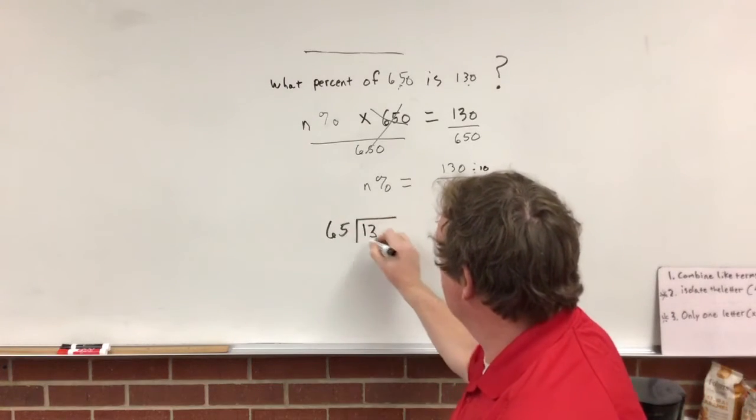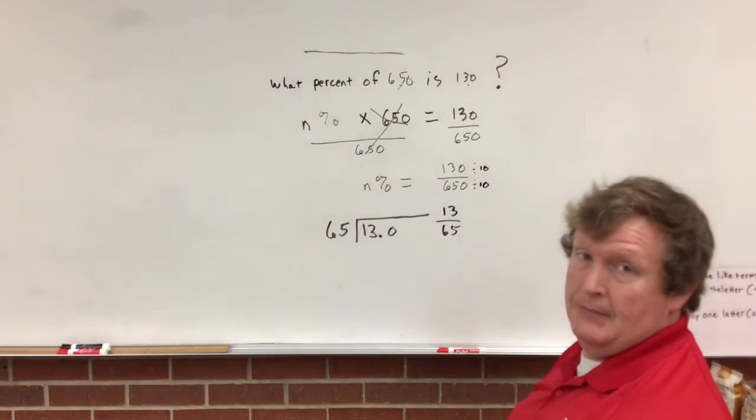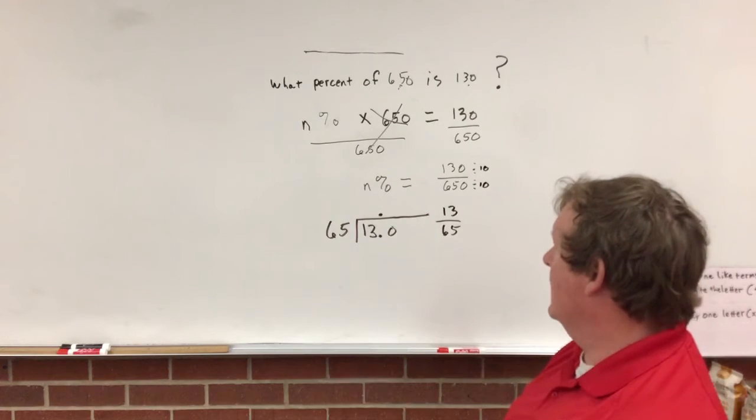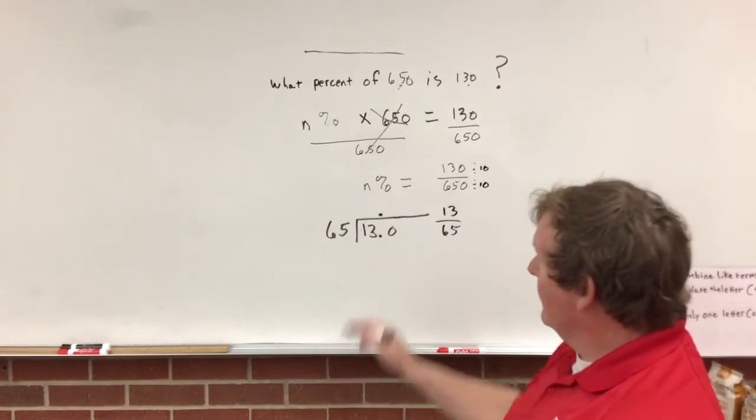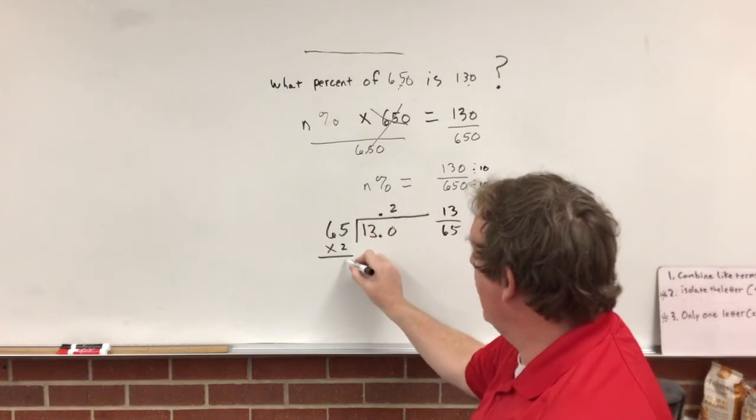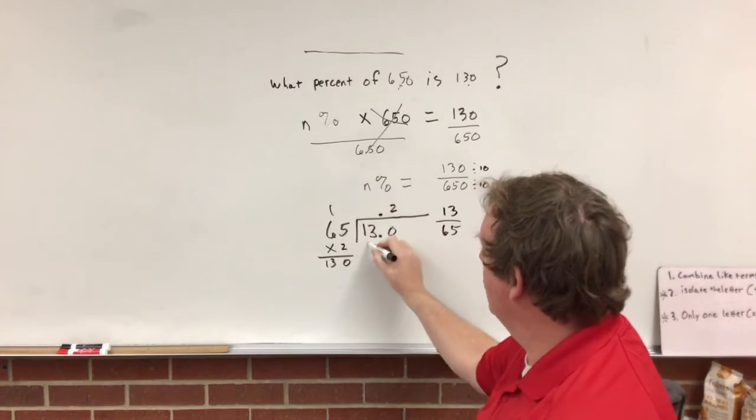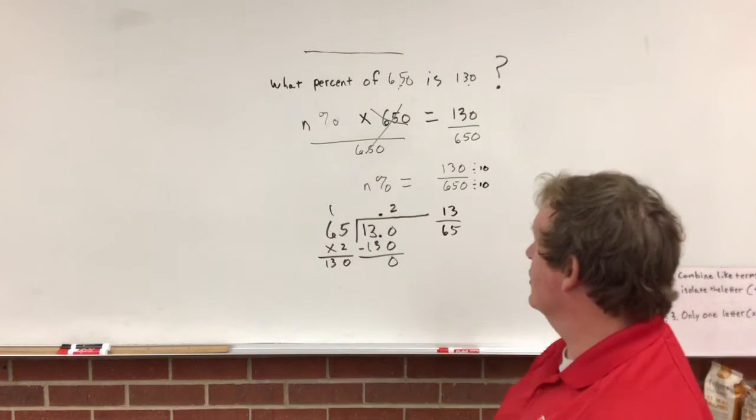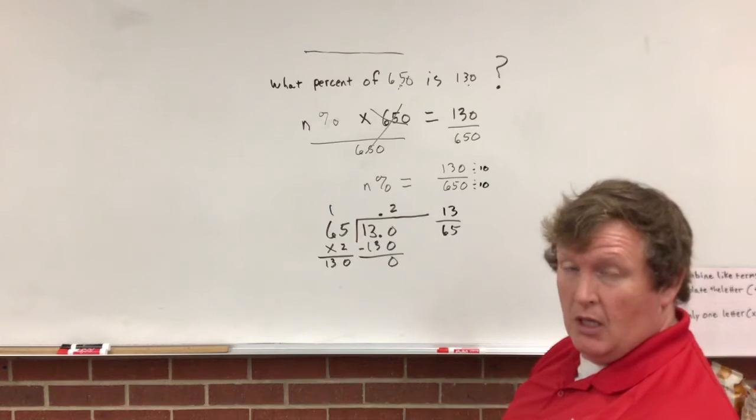So now I'm going to take 65 and divide it into 13. Now I add a decimal and a 0, and I go, okay, how many times does 65 go into 13? I'm going to guess 2. Let's see how I do. 2 times 5 is 10. 6 times 2 is 12, plus 1 is 13. Hey, awesome. I got it on the first try. There's nothing left. So I've changed it into a decimal, 0.2.